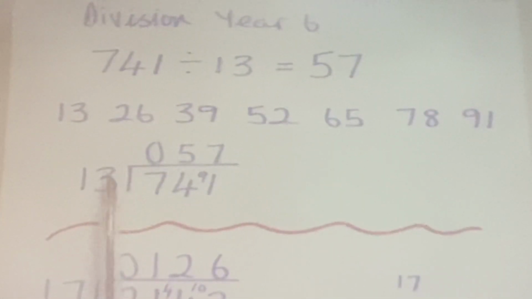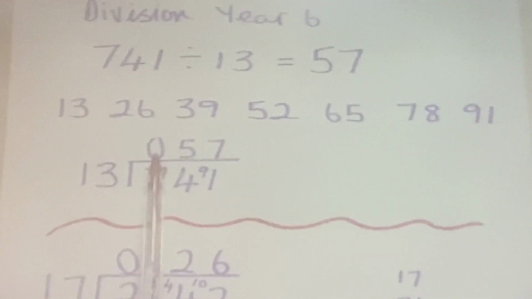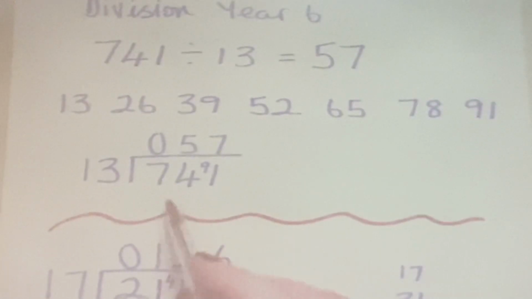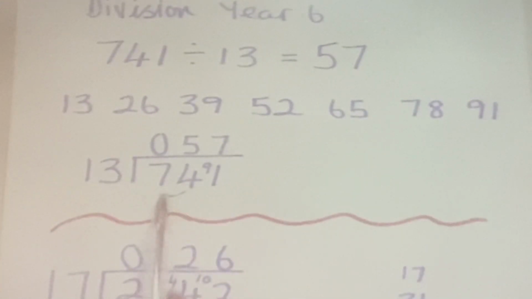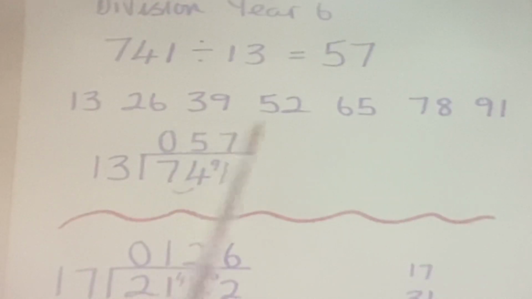So 13, how many groups of 13 in 7? We don't have any, so I have my 0 here. Then I'm asking myself, how many groups of 13 do I have in 74? And I look at the multiples that I've already written out.